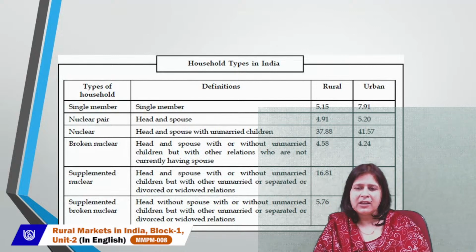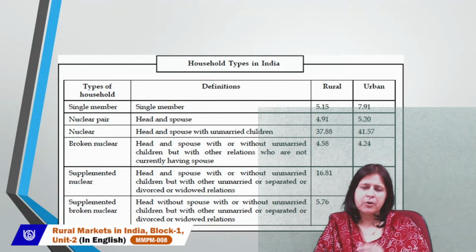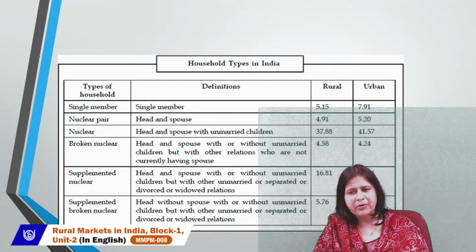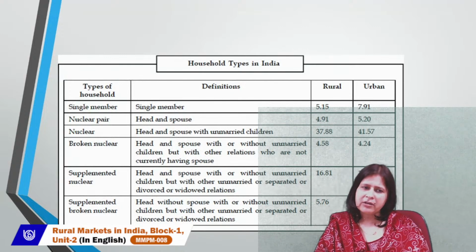Household types in India, right? We all know the types of household: if it's a single member household, then only one member is there. In rural areas it is 5.15, and in urban areas it is 7.95.